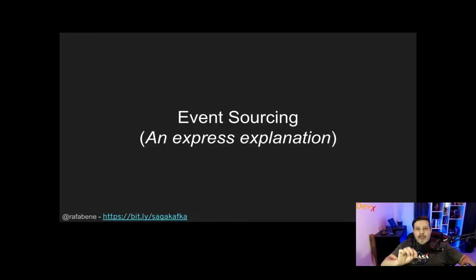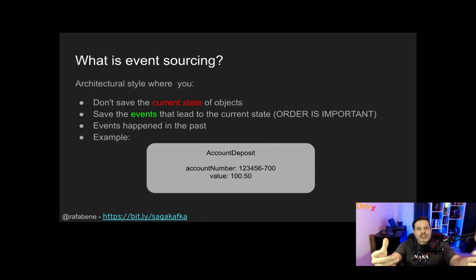Note here that this is a brief explanation, okay? So what is event sourcing? Event sourcing is an architectural style where you don't save the current state of the object, but you save the events that led to the current state. And that's why order is important. So events happened in the past.